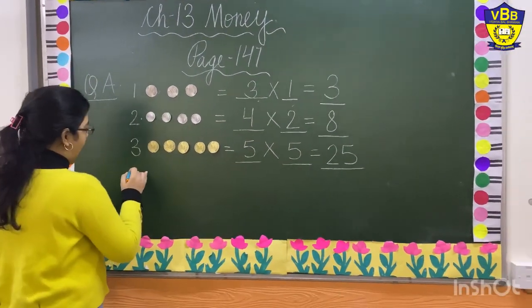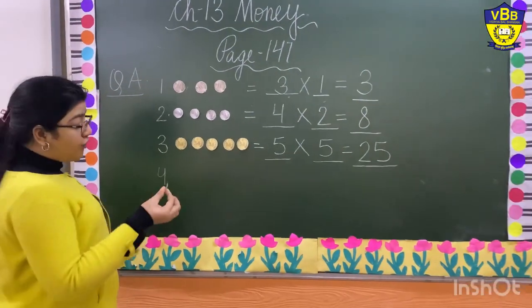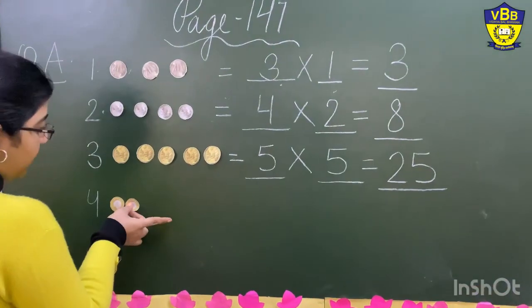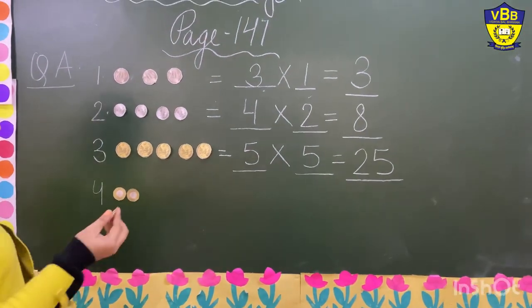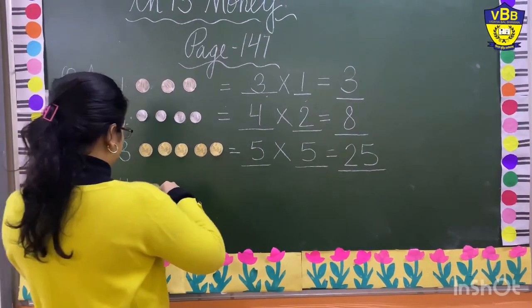The last one is, we have coins of rupees 10. Count it with me. Fast, fast.